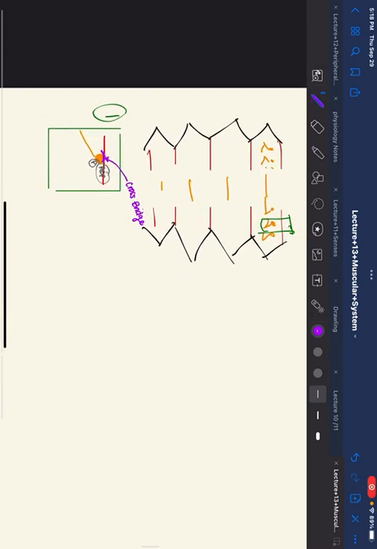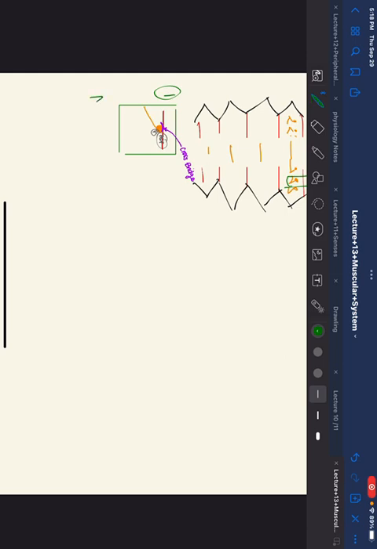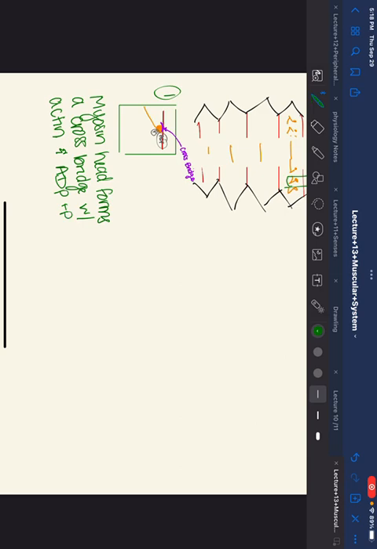When the myosin head attaches to the actin, it binds together and forms a cross bridge. So thus, in summary, we could say myosin head forms a cross bridge with the actin thin filament, and ADP and phosphate are bound to the myosin head.